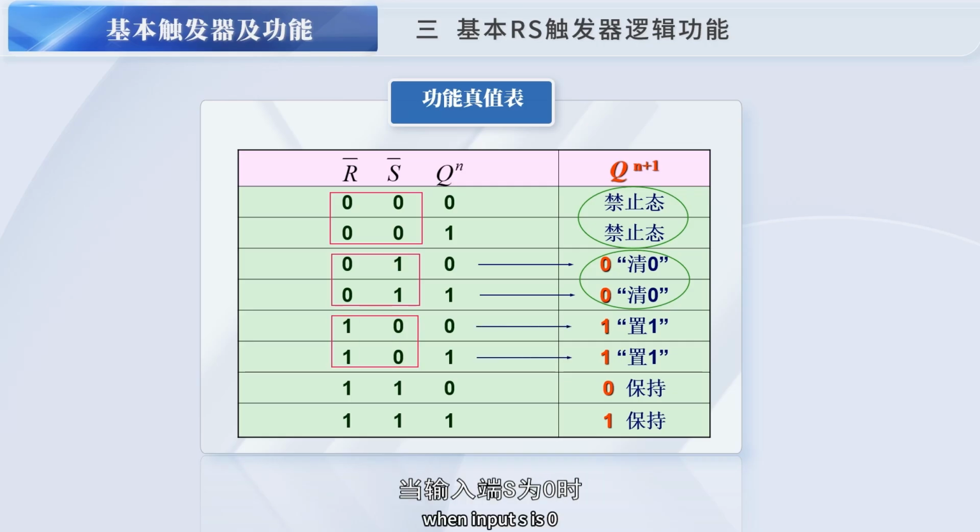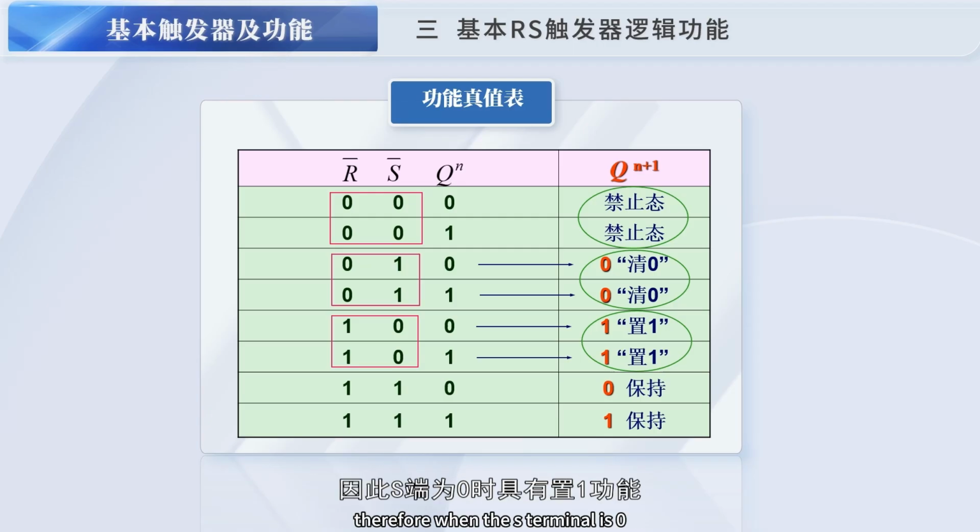When input S is 0 and the two input states are different, no matter what the output state is, the next state is always 1. Therefore, when the S terminal is 0, it has a set 1 function.